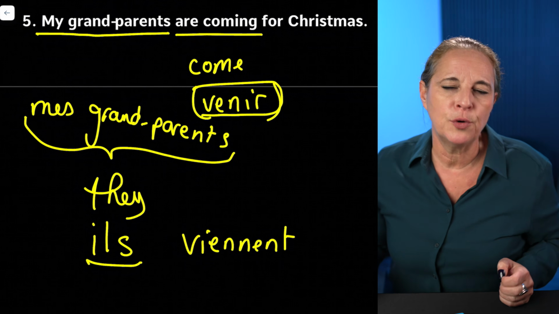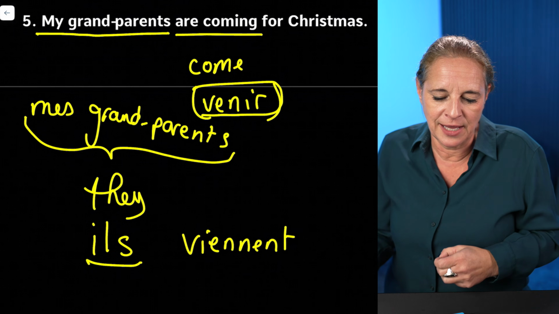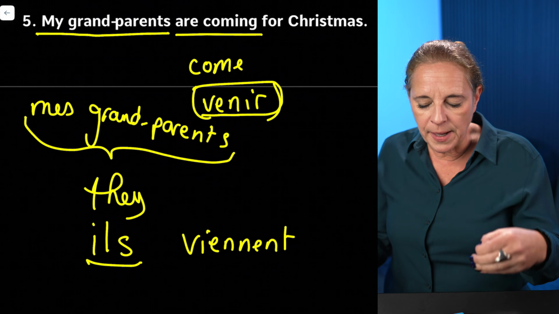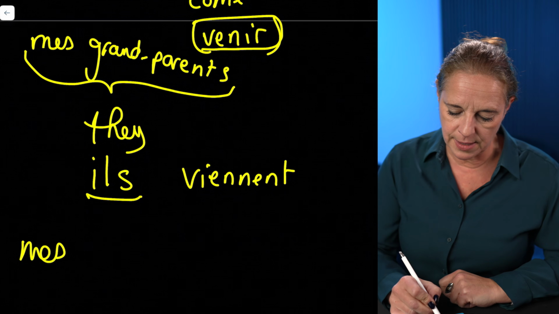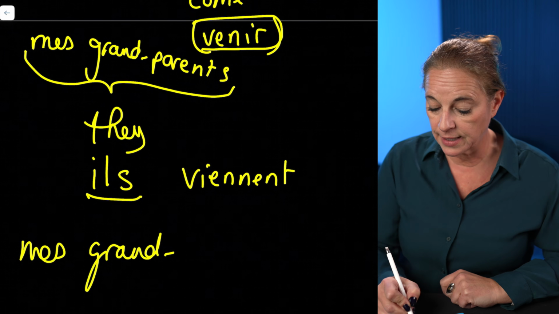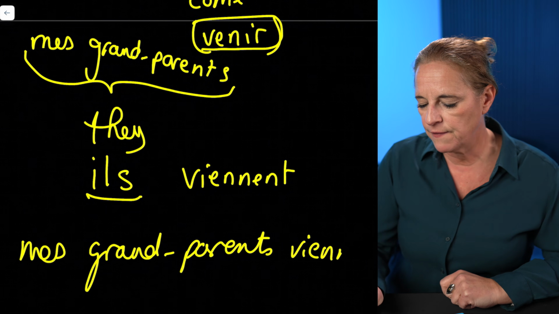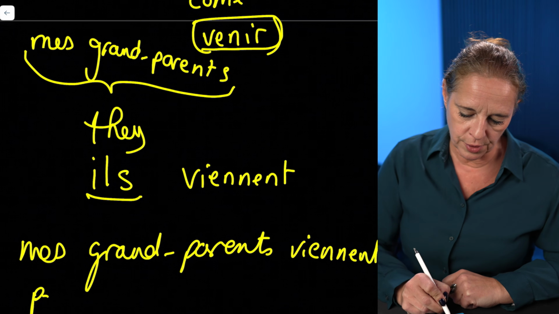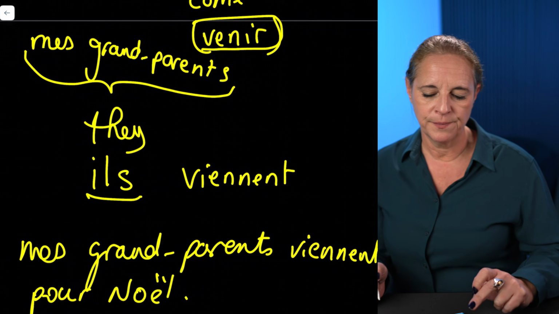For Christmas is pour Noël. You need to know that. Okay? You need to know this vocabulary. Mes grands-parents viennent pour Noël. And that is the translation of sentence number 5. Viennent pour Noël. There you go.